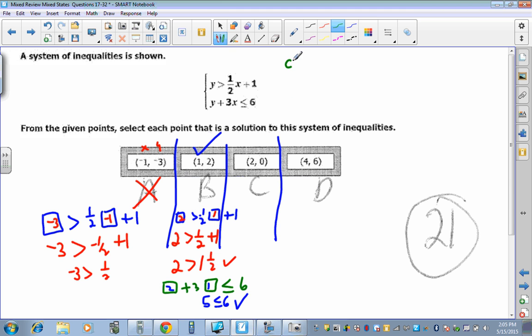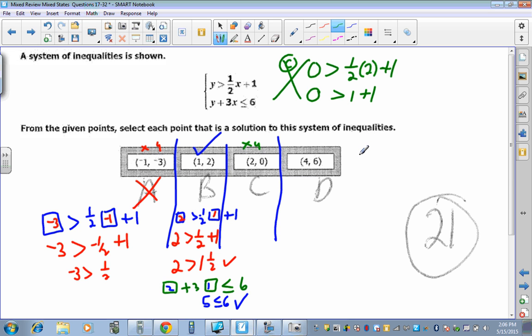Okay, so checking for C, you've got y greater than, here's my x and y, a half x plus 1. 0 is not greater than 1 plus 1, so C cannot be an answer.